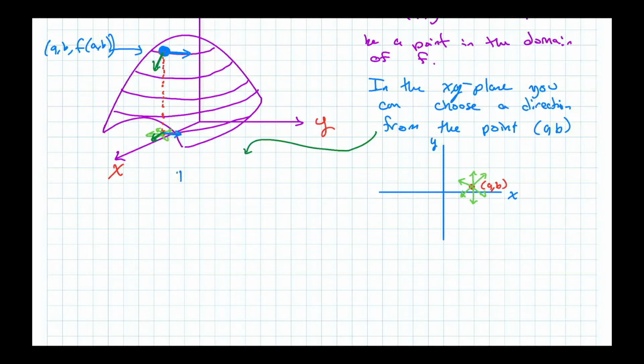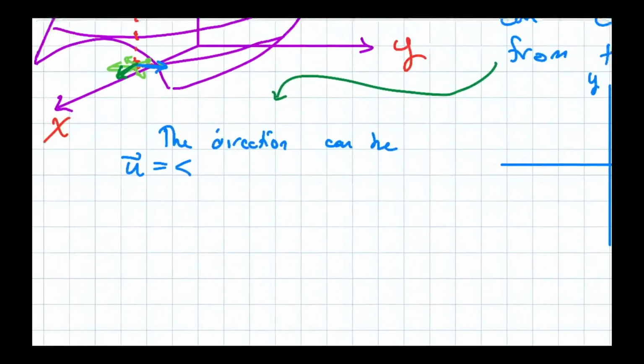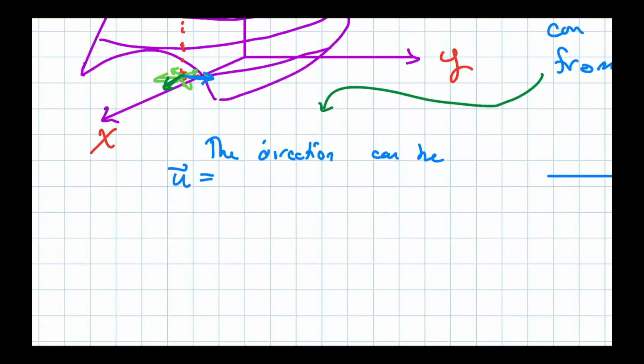Let's suppose the direction can be a unit vector. In principle, the direction could be a vector of any length, but it makes sense to use a vector with length 1. And the easiest way to do that in a particular direction is to say, we're going to go cosine theta i plus sine theta j. That's going to be our direction, right?